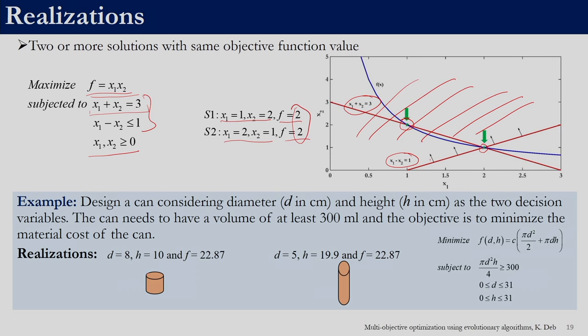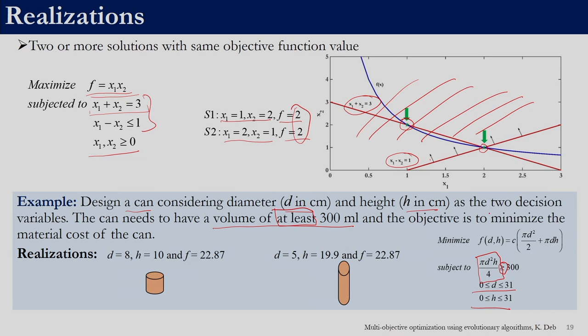So here we need to design a can, right? What we can vary is the diameter and the height, and the diameter and height have to be between 0 and 31. The constraint is that the can should have a volume of at least 300 ml, right? The volume is given by pi d square h by 4. So this has to be greater than or equal to 300 because we want at least 300 ml. If it is more than 300, it is fine. That's why we have this greater than or equal to constraint.